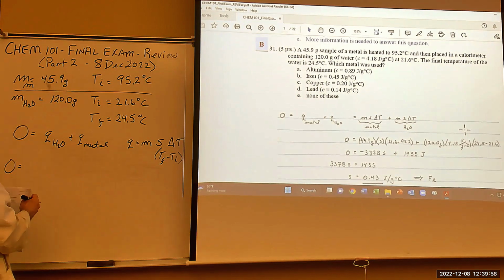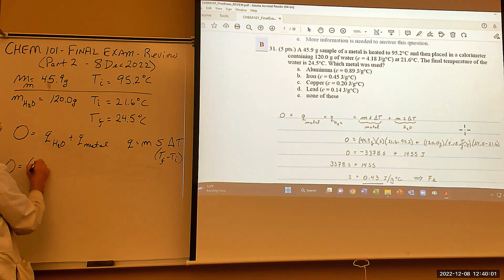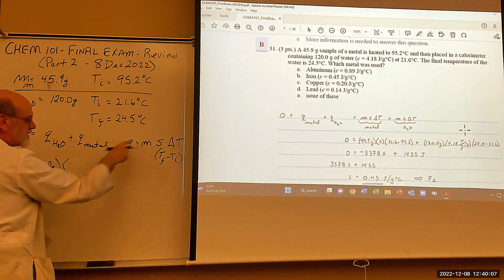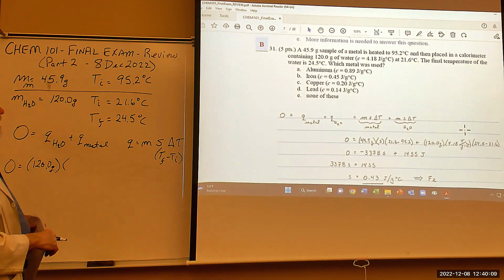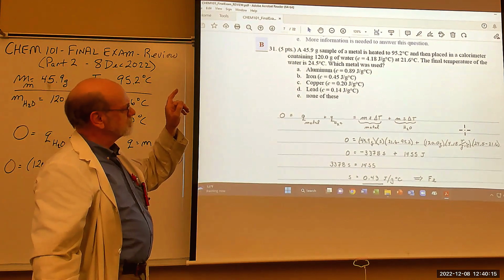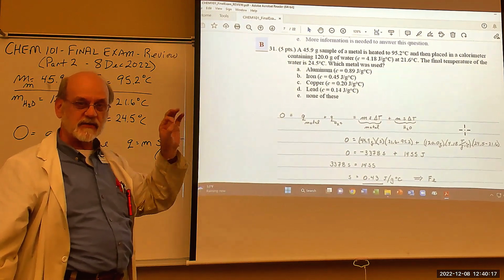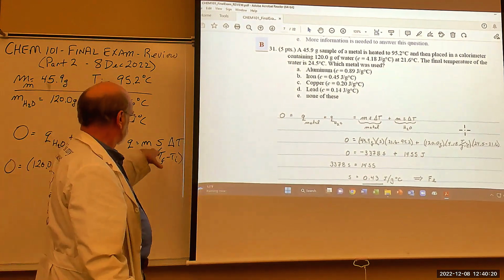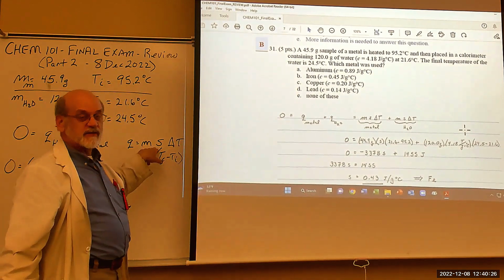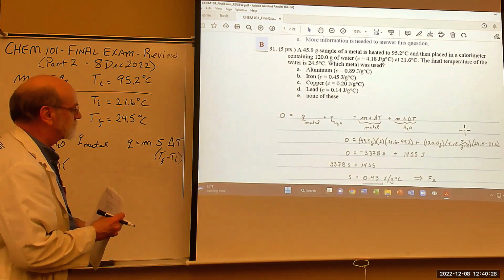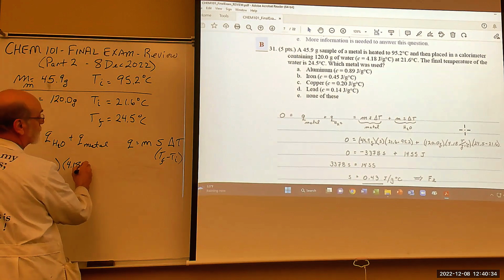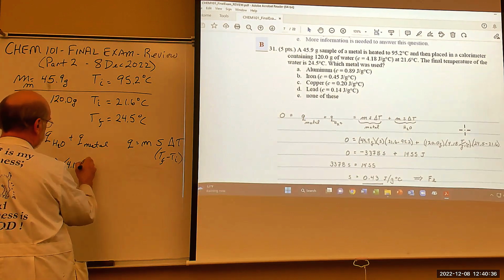So what's the Q of water? Well, the mass of the water is 120 grams. All right. What's the specific heat of water? We're given that in the problem. The variable in this problem is small c. Either one works. That's what S means. S means C in that problem, specific heat. So it's 4.18 joules per gram degree C.